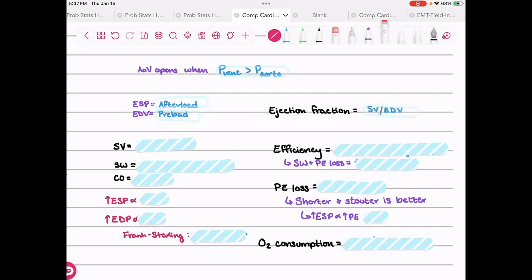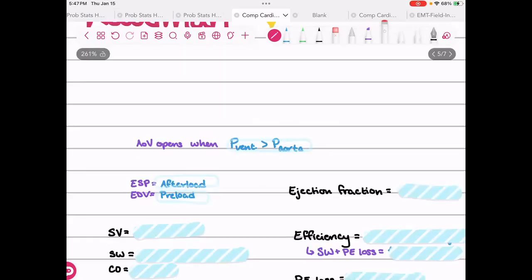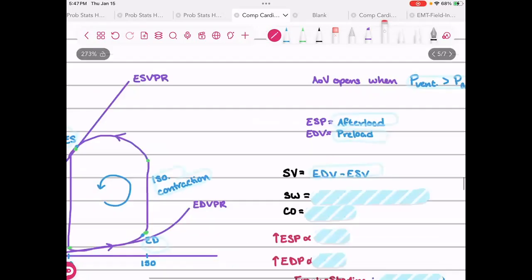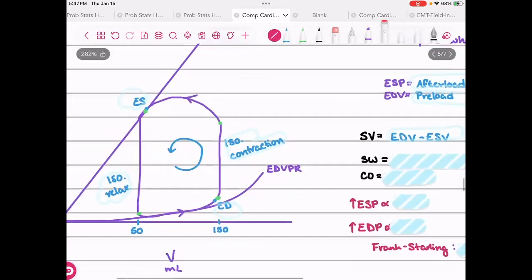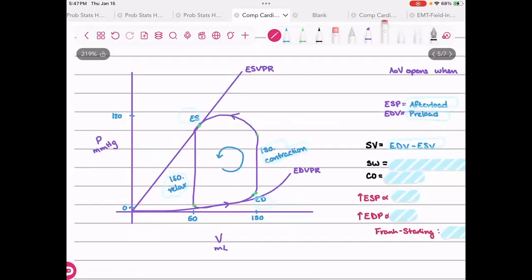The ejection fraction is the stroke volume over the EDV. We also have our stroke volume, which is the difference between end diastolic volume and end systolic volume. If we look over at our PV loop, we can actually visualize that by the volume at the end of diastole versus the volume at the end of systole. So it makes sense. This is what the heart is ejecting.